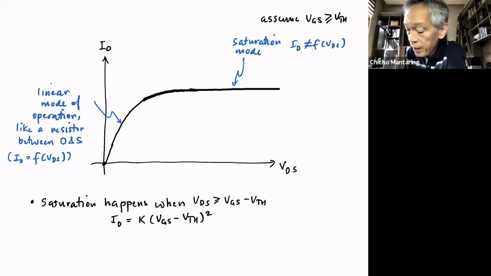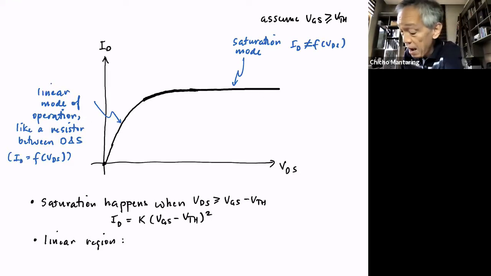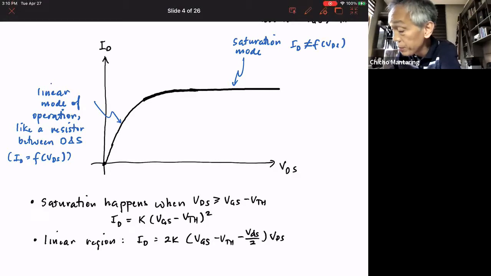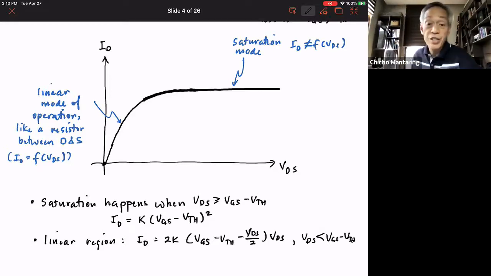Okay. On the other hand, in the linear region, your ID is a function of VDS. In fact, ID is equal to 2K times VGS minus VTH minus VDS over 2, multiplied by VDS. And this happens when VDS is less than VGS minus VTH. So doon ang shift, no?